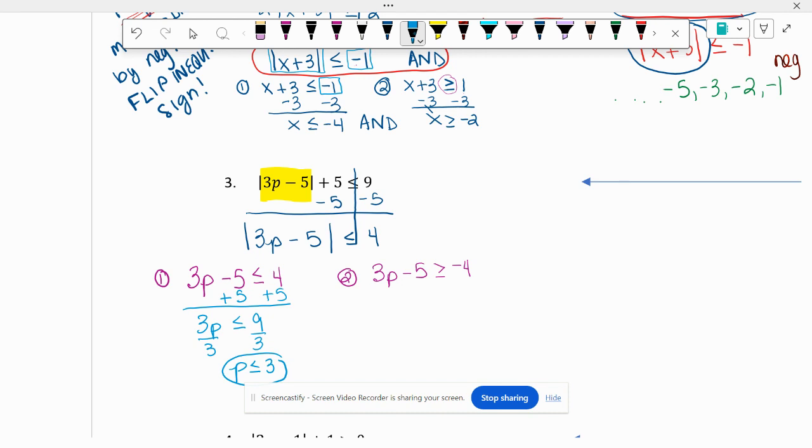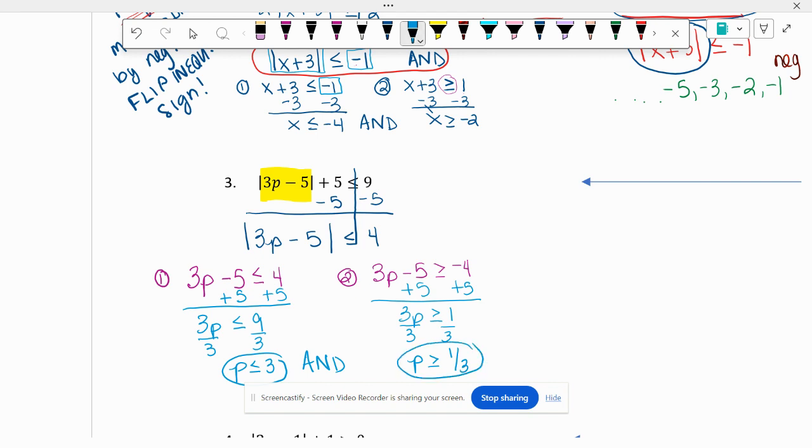This is a less than, right? So this is another and, less than, right? And when I add 5 to both sides, 3P is greater than or equal to negative 4 plus 5, which is 1. Divide both sides by 3. P is greater than or equal to 1/3.